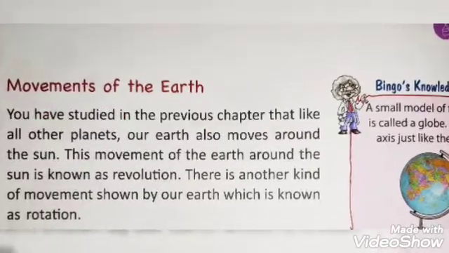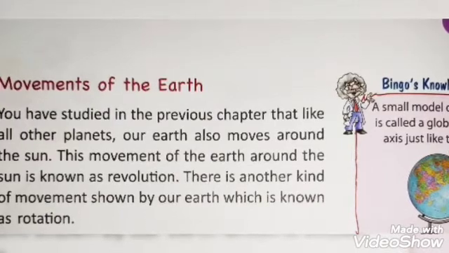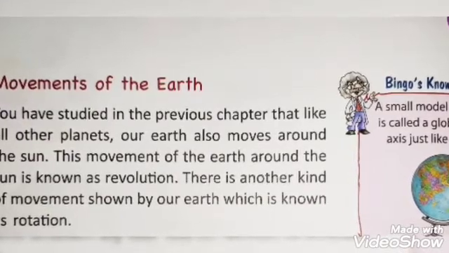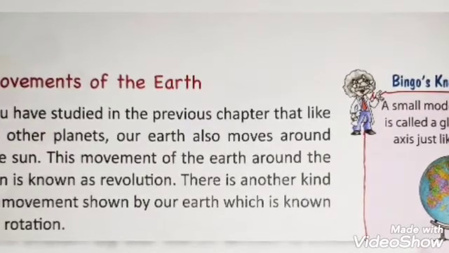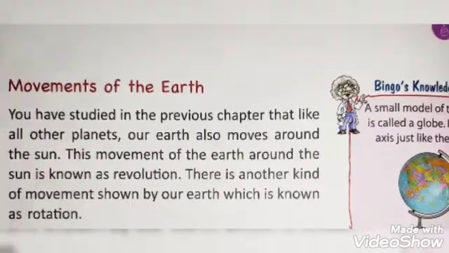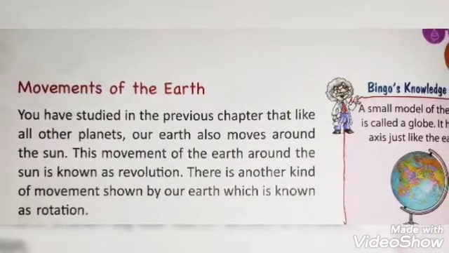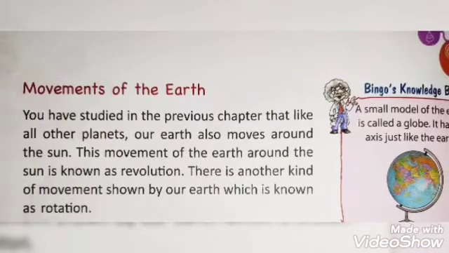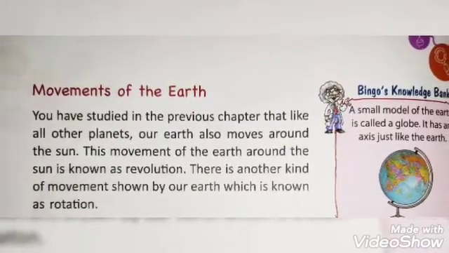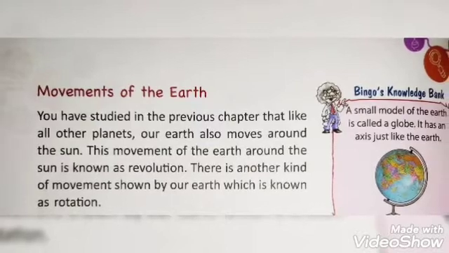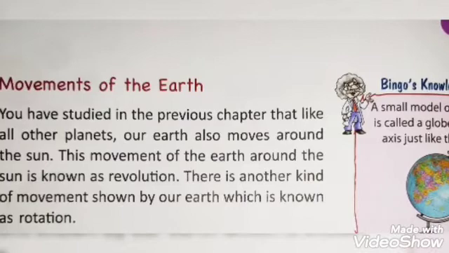There is another kind of movement shown by our earth, which is known as rotation. So children, because of rotation, day and night change occurs, and because of revolution, season change occurs. In one complete revolution, 1 year is completed. Now, rotation.